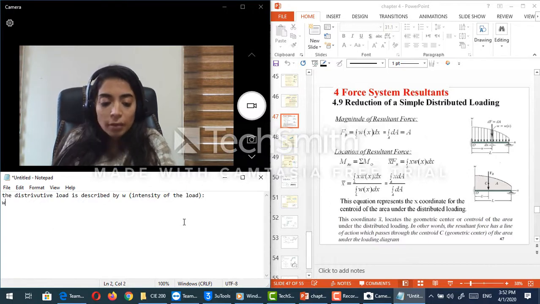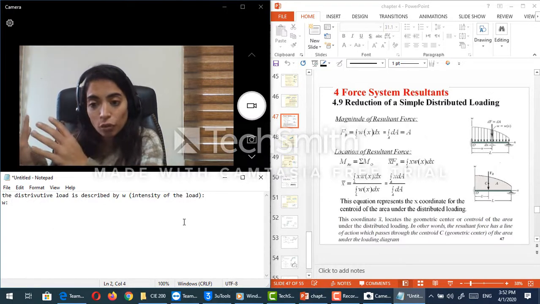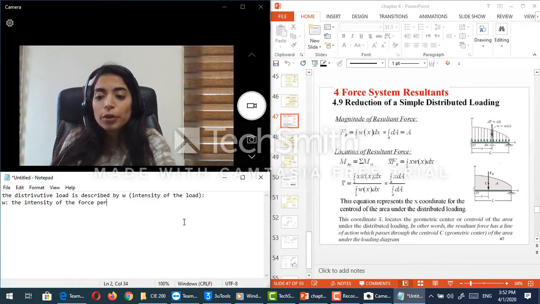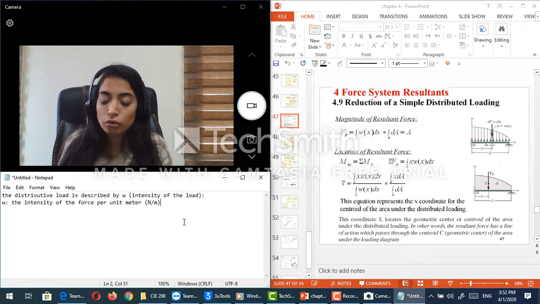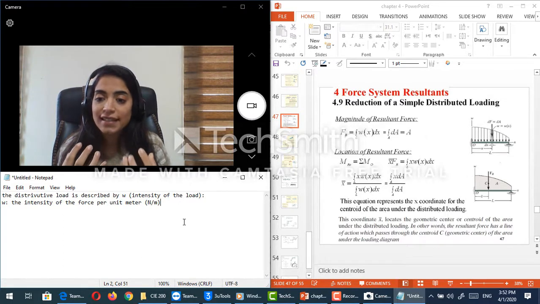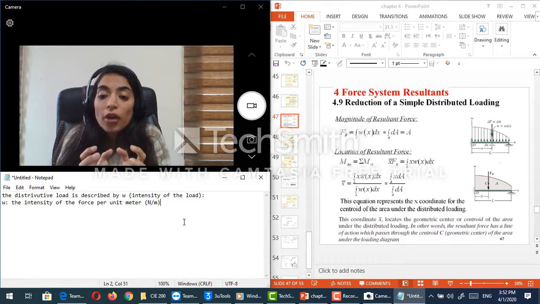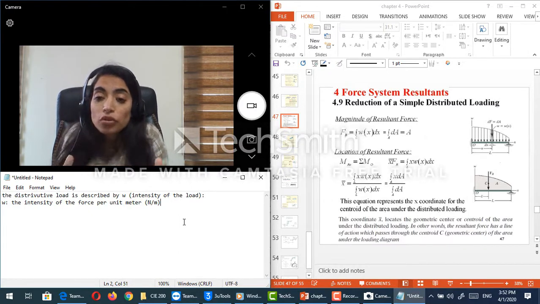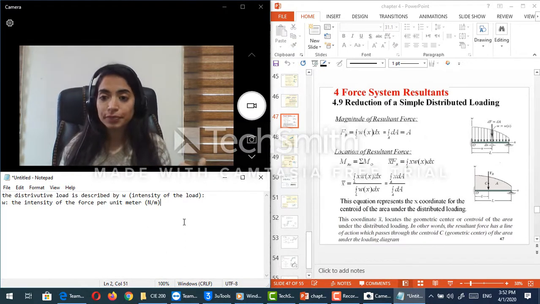Now, what is omega? Omega is basically the intensity of the load, and it is in fact the intensity of the force per unit meter. And this is a very important note. So it could be Newton per meter or pound force per feet, per inch, whatever unit you have for the length. So basically, guys, this omega, which is the intensity, describes the Newton per meter, or the magnitude of these forces per unit length.